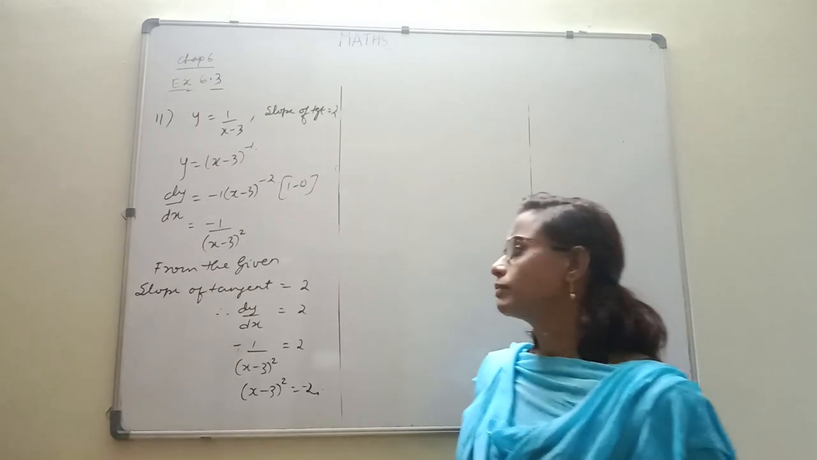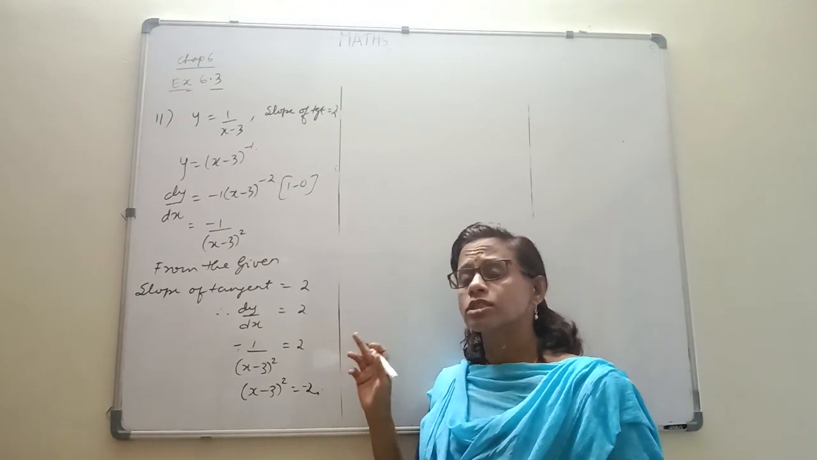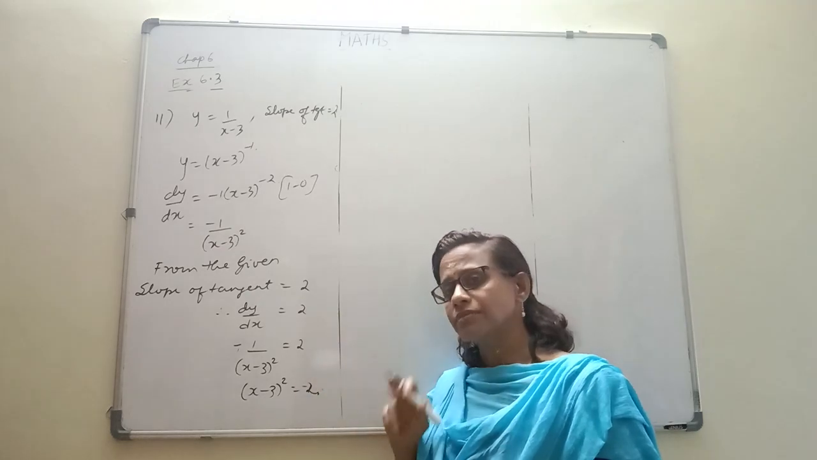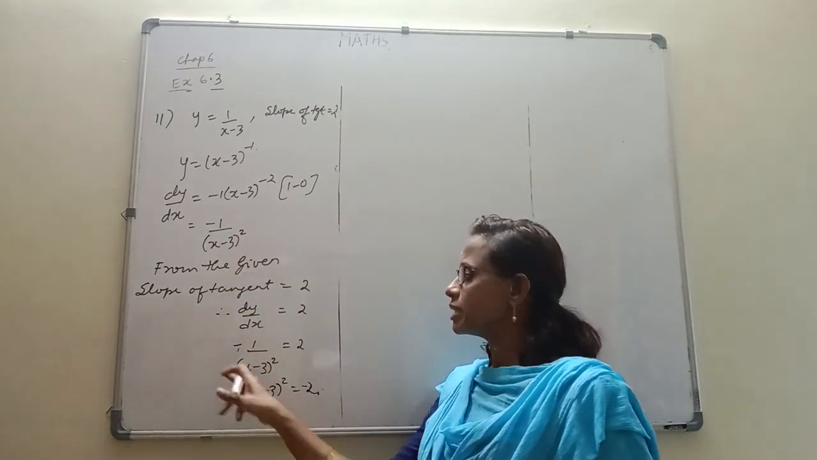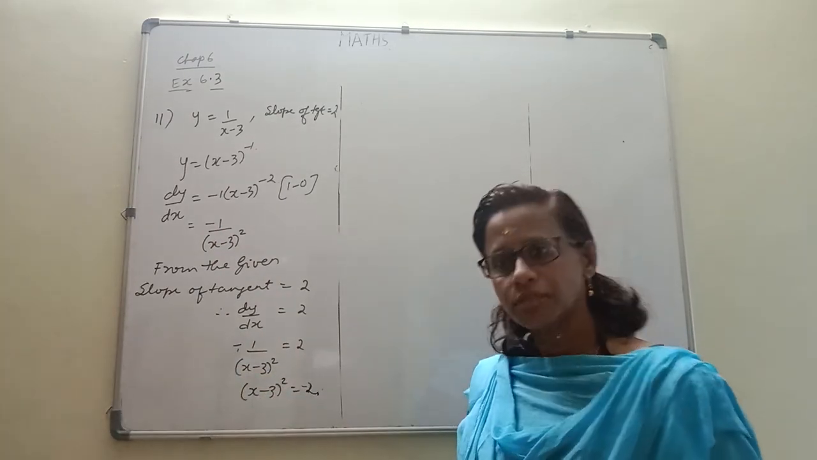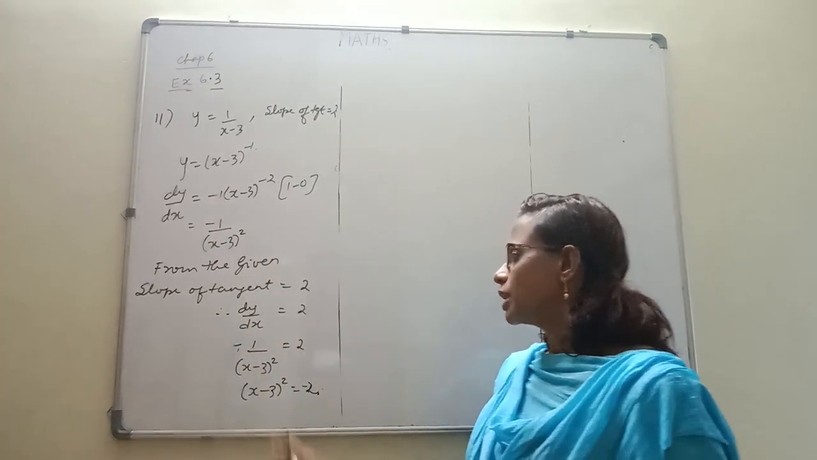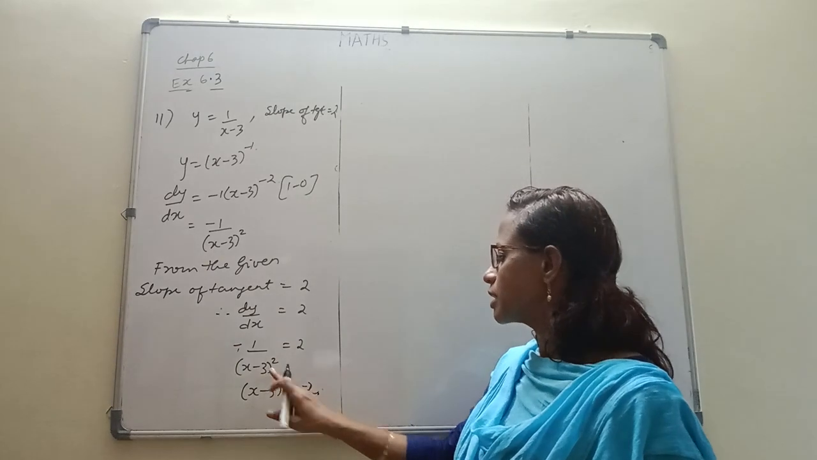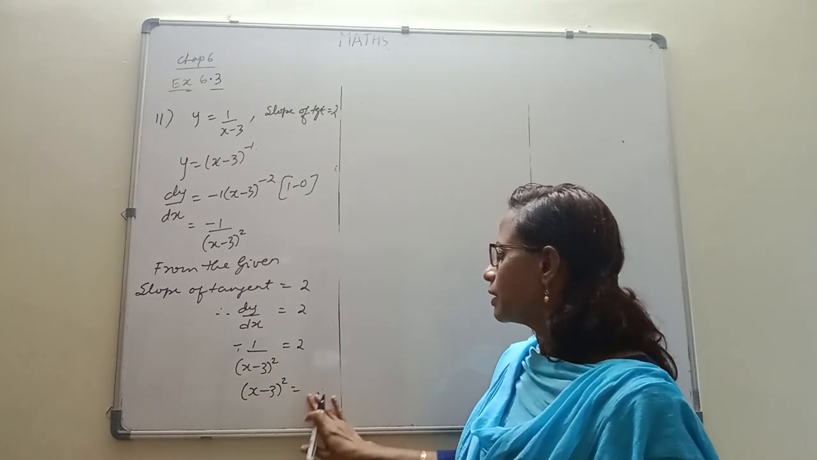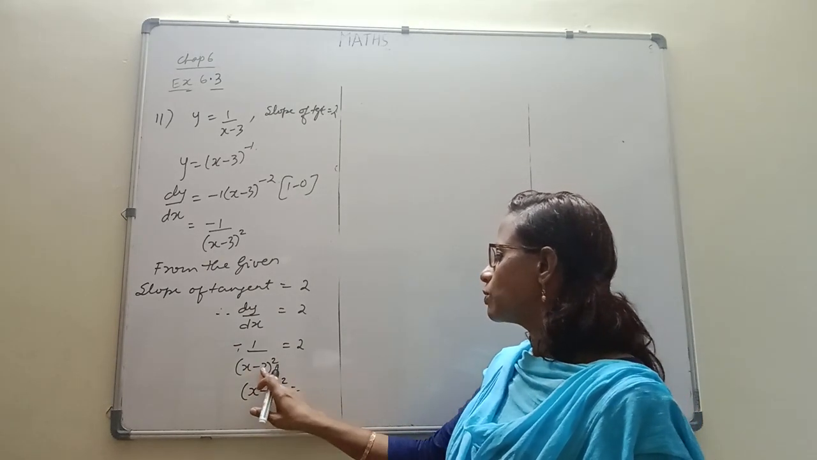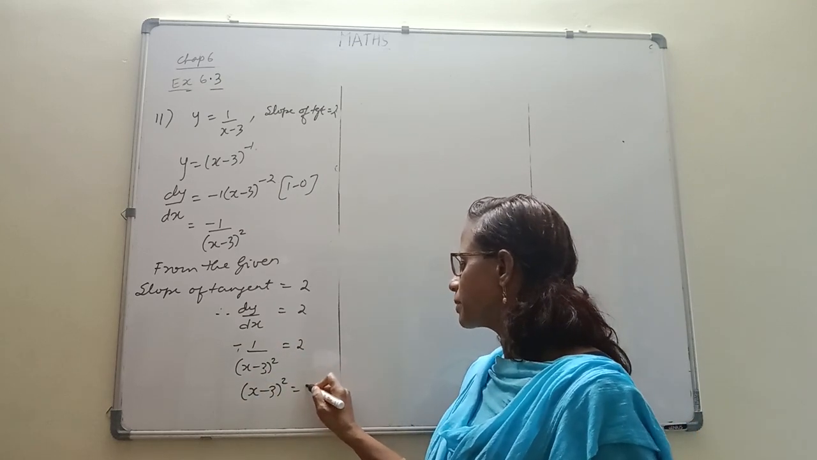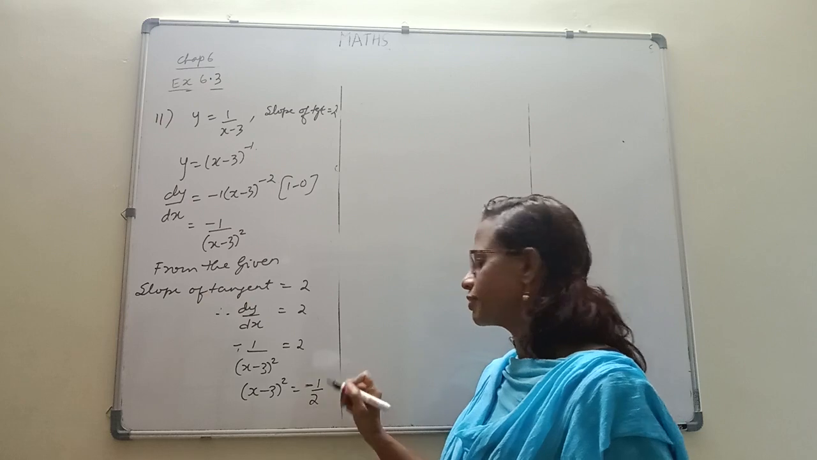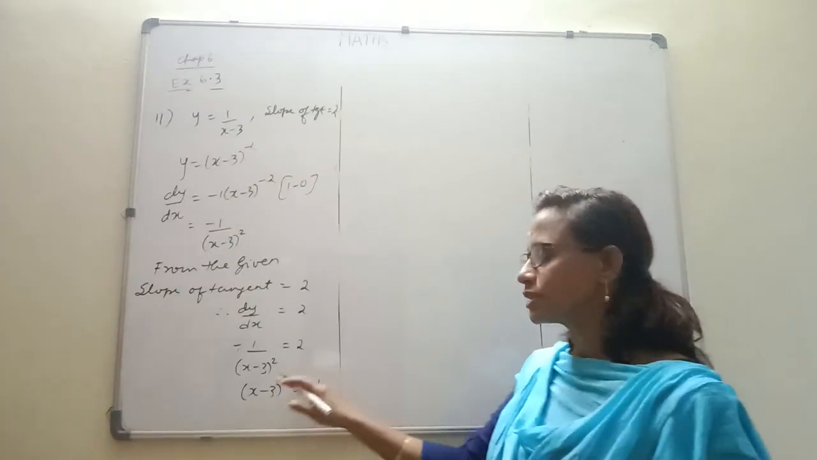Now since they have told us that slope of the tangent is 2, it means that dy by dx is 2. dy by dx value, we have got it as minus 1 by x minus 3 the whole square. So we're substituting it. Now let's work it out. That minus, x minus 3 whole square is going on the other side and the 2 is coming on this side. So it's becoming minus half. Let's have that like this and then let's work this out.